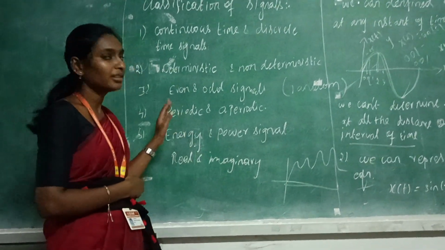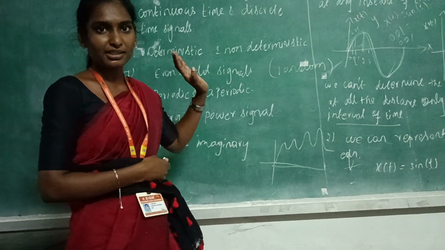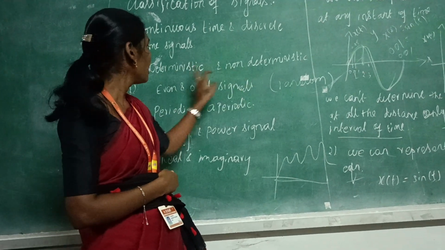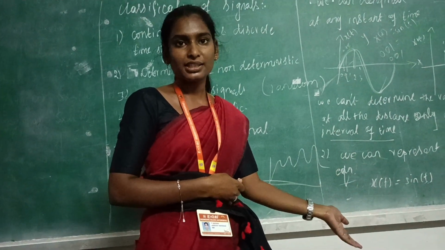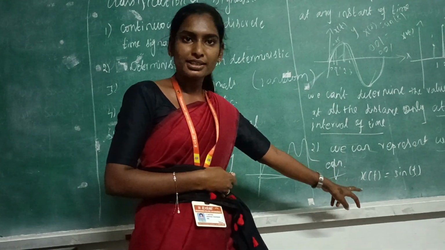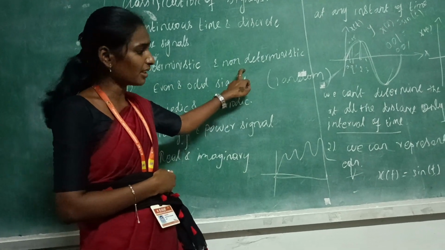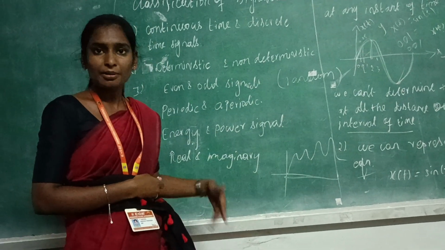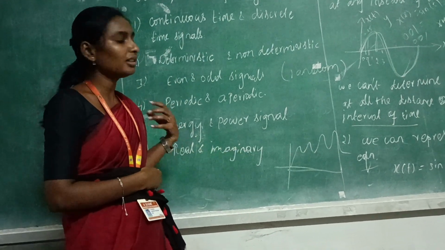So this is the difference between the deterministic and non-deterministic signal. Deterministic signal is nothing but we can represent your signal in a mathematical equation. So what is the example? x of t equal to sine t. Understand? So in here non-deterministic is nothing but we cannot represent it in a mathematical equation. Okay. So that is called the random signal or a non-deterministic signal.